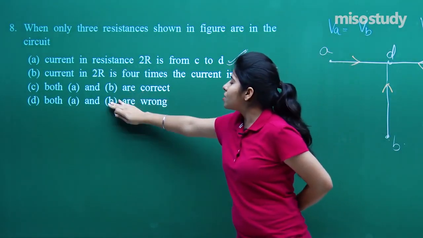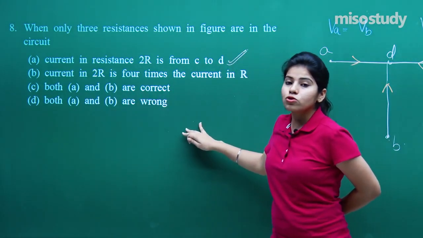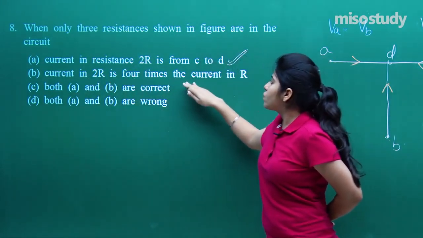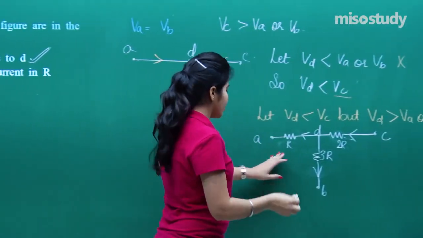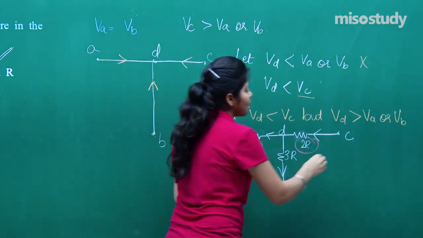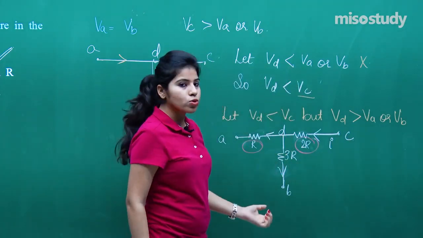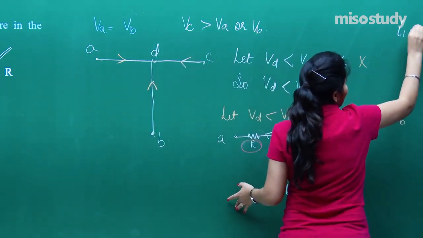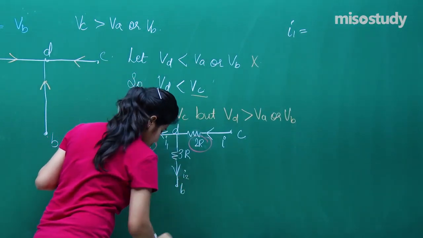Now the B option. Because in C and D we have been given whether both are correct or both are wrong, to check whether both are correct, we have to check for B also. The current in 2R is 4 times the current in R. Now we have to find out the current in 2R and R in this arm and in this arm. Suppose this is the total current I. So I1 will be flowing through this, I2 will be coming to this. Now again apply the same formula. Let me just say this is I1 and this is I2.